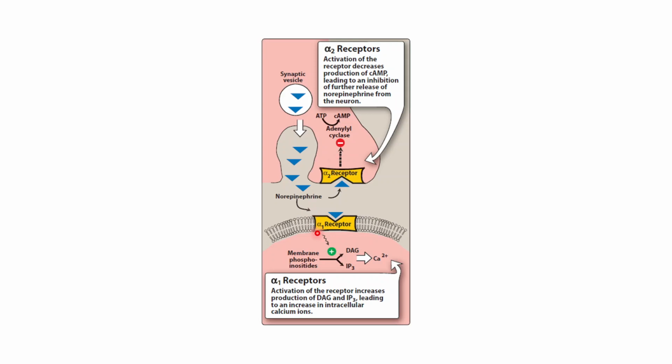And postsynaptic receptors are usually alpha 1, but can also be beta 1 and beta 2. Activation of these receptors increases production of diacylglycerol and inositol triphosphate, leading to an increase in intracellular calcium, and that intracellular calcium usually increases the contraction of the muscle.